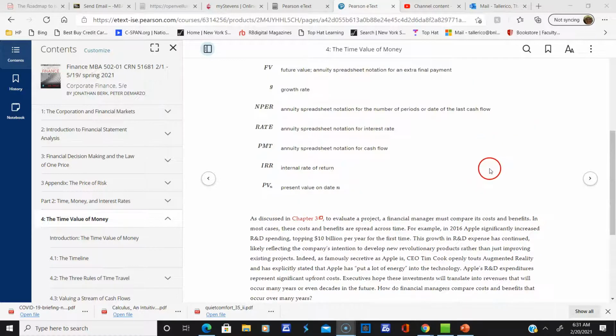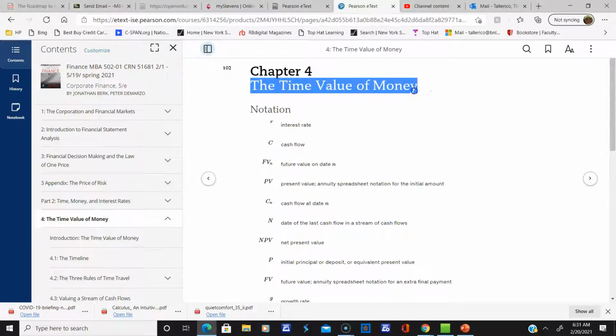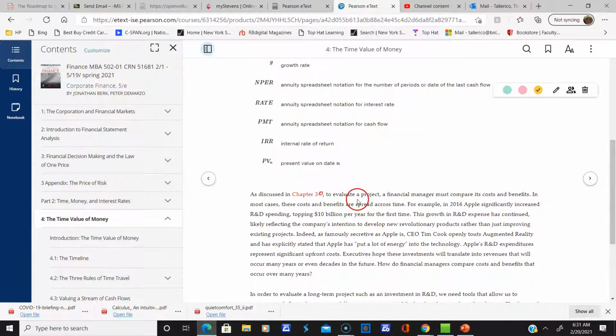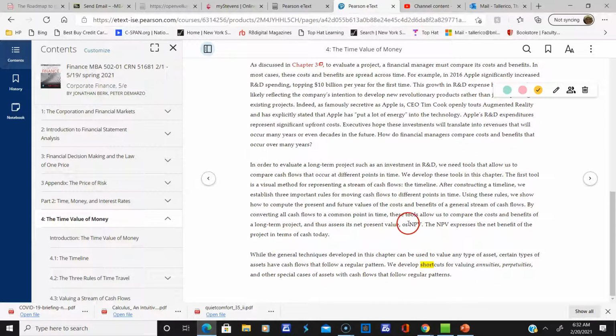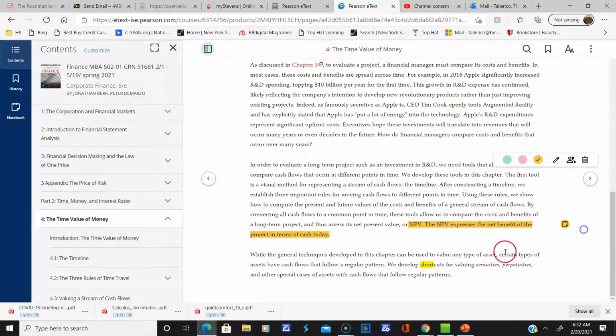Alright, so hello everybody, and I want to start making some videos for chapter 4 here. And chapter 4 is a real important chapter regarding the time value of money, okay? And basically the time value of money tells us, if we're going to evaluate a long-term project, such as an investment in R&D, we need tools that allow us to compare cash flows that occur at different points in time. This is the chapter where we're going to really develop these tools, and we're going to look at the concept of net present value. And the net present value is going to express the net benefits of the project in terms of cash today.